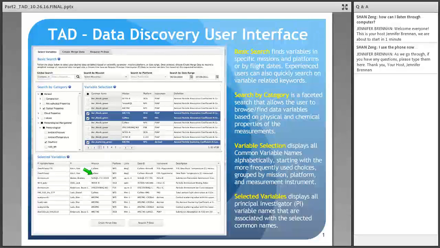The second thing I wanted to show you is the search by category, which is more of a faceted search. This is going to allow you to open up each of these sub-levels and review variables hidden within each level.